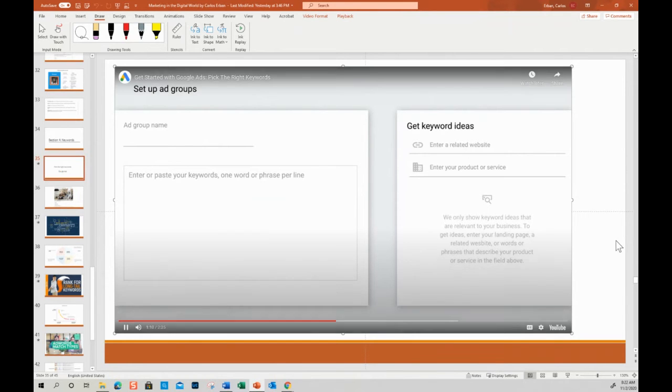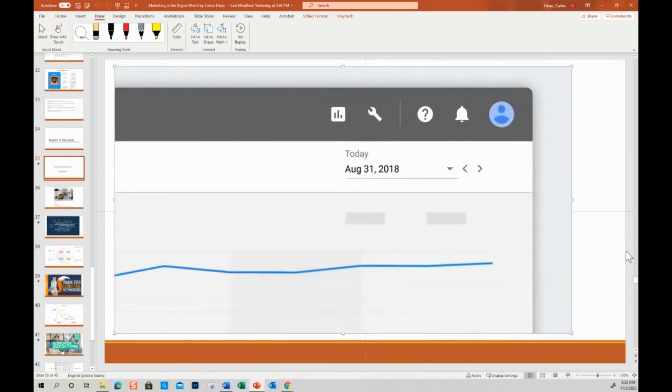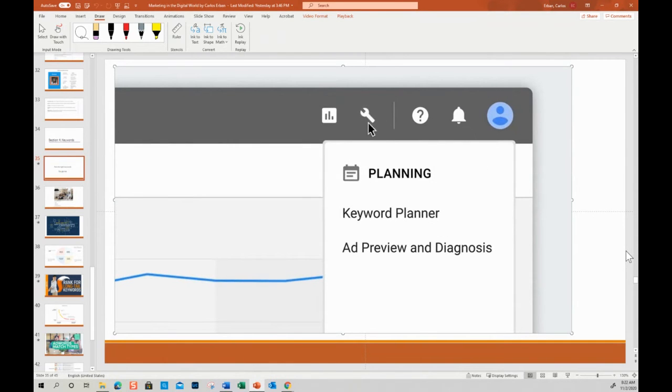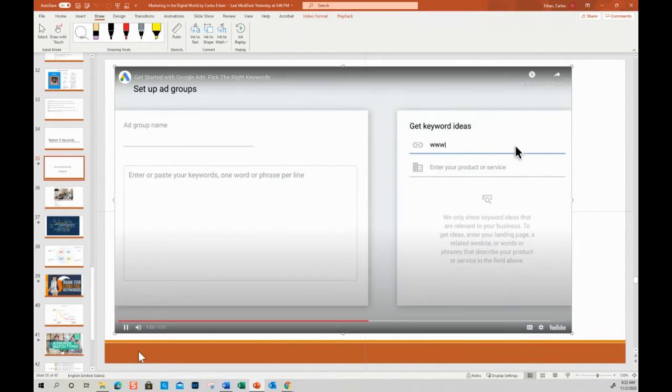Take a look at the Get Keywords Ideas section. You can also find Keyword Planner in Google Ads by clicking on the tool icon in the upper right corner. Start off by telling the Keyword Planner a little bit about the business, all the important stuff, like your.